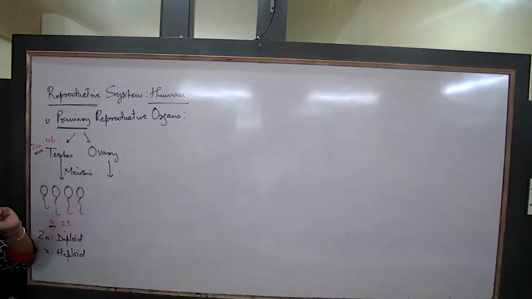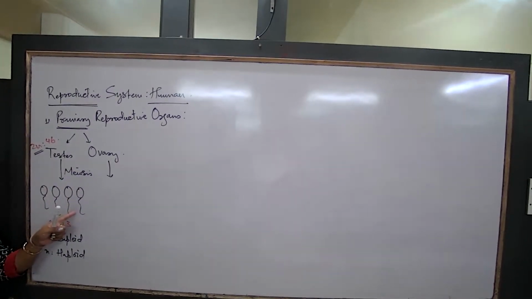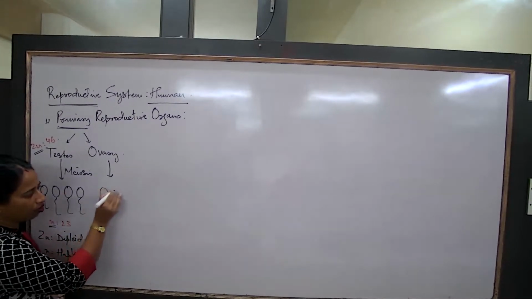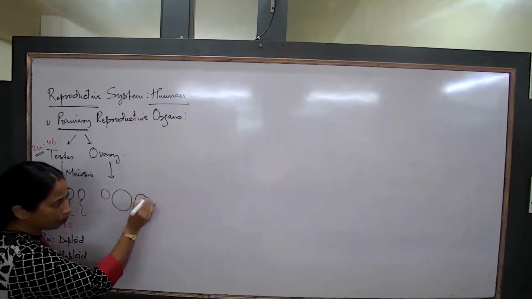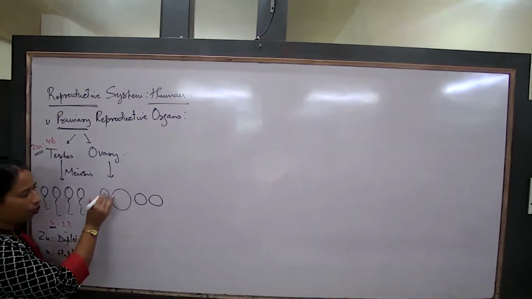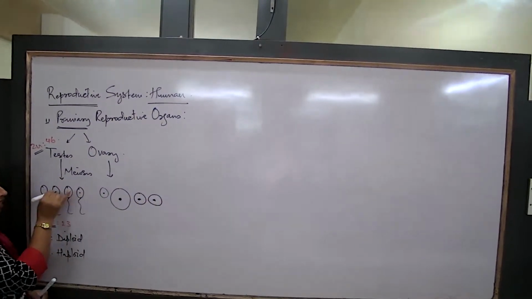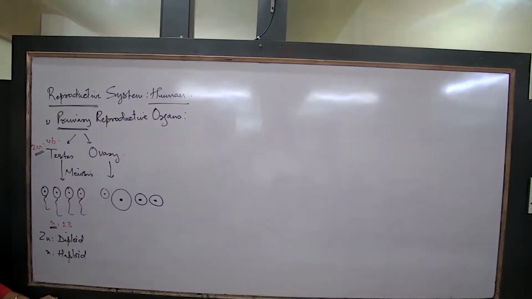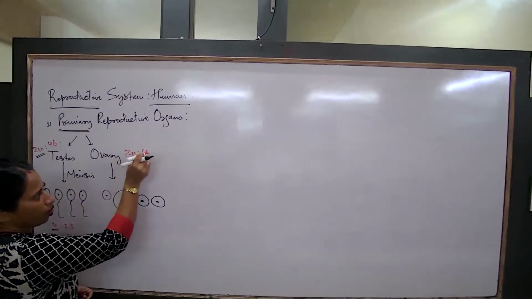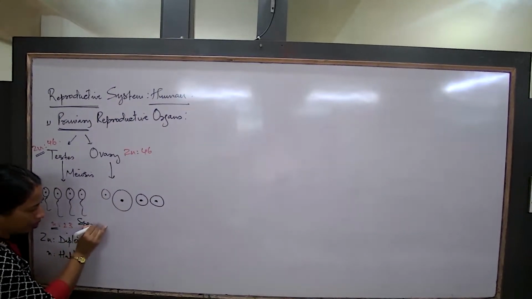Which process? Meiosis. One cell of the testis will always form 4 gametes, whereas one cell of the ovary will always form 4 gametes, but then only one functional gamete. What is the reason? We'll have to understand. When we are talking about the cell of the ovary, that also has diploid number same hai. The diploid number is what? 46. What are these male gametes known as? Male gametes are known as sperms.